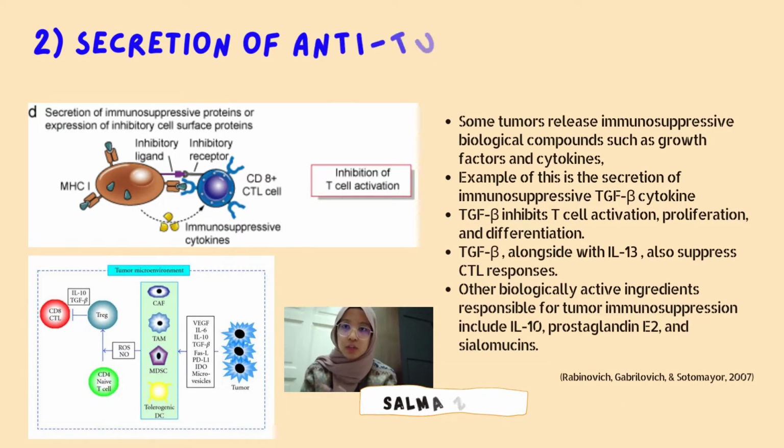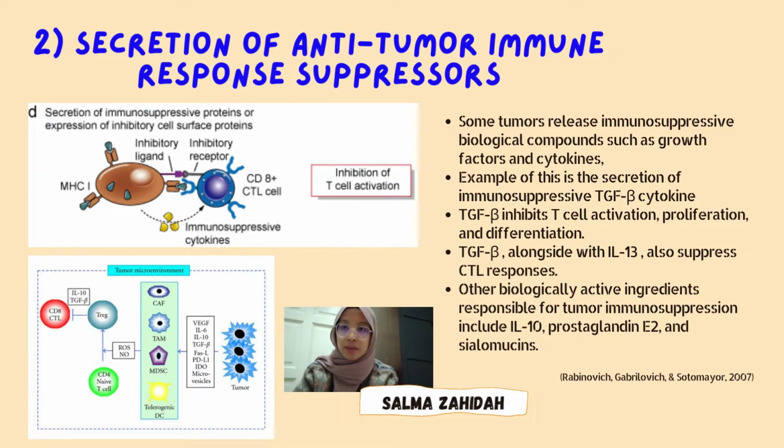The second mechanism the tumor uses to evade the immune system is by secreting anti-tumor immune response suppressors. These immunosuppressors are biologically active compounds released from the tumor, such as cytokines and growth factors. One example of these compounds is the TGF-beta cytokine. This cytokine works by inhibiting T cell activation, proliferation, and also differentiation.